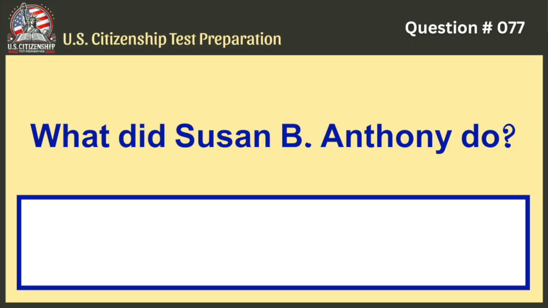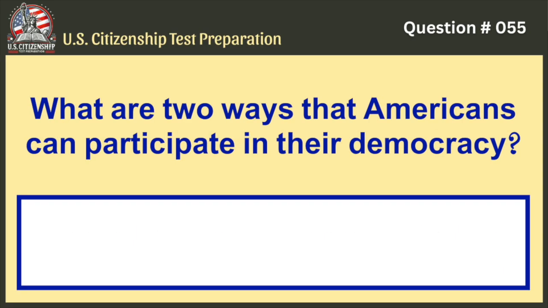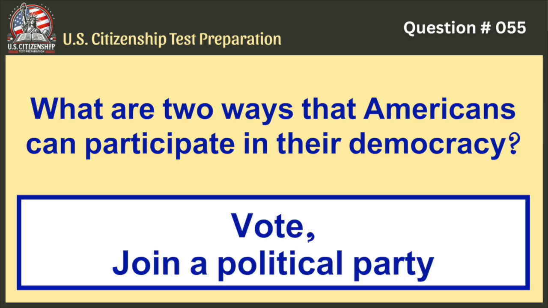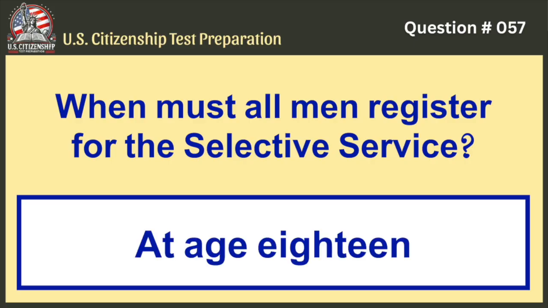What did Susan B. Anthony do? Fought for women's rights. What are two ways that Americans can participate in their democracy? Vote. Join a political party. When must all men register for the Selective Service? At age 18.